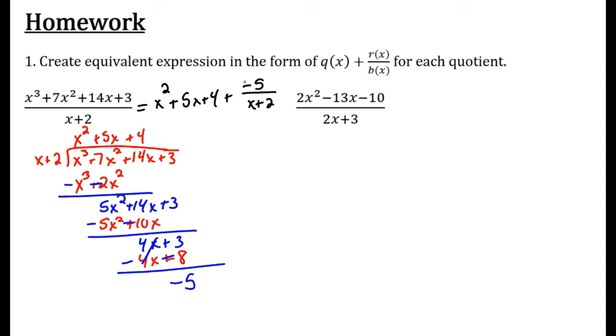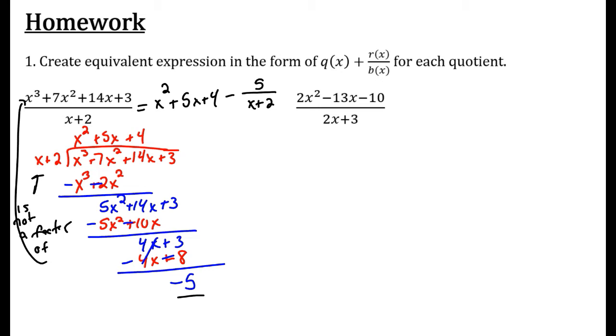So you can put that negative 5 up top, or you can move that negative out in front of the fraction and say minus 5 over x plus 2. But that's all we do when we have remainders that are not 0: we take our quotient plus remainder over divisor, remainder over whatever we divided by. This tells us x plus 2 is not a factor of that x cubed plus 7x squared plus 14x plus 3.